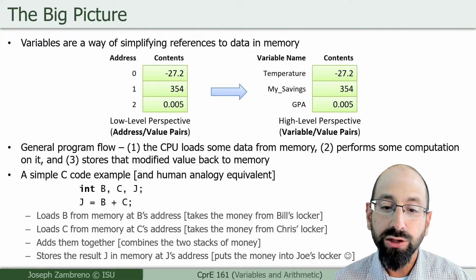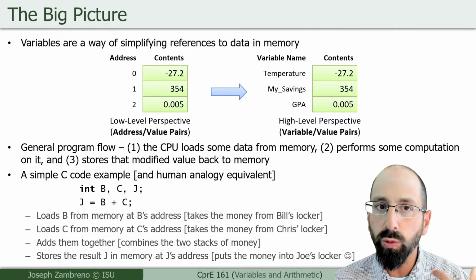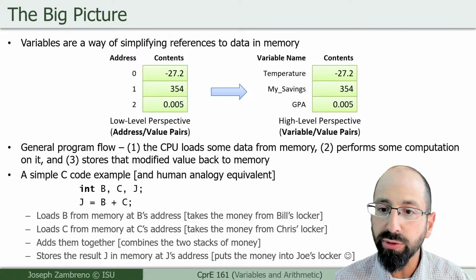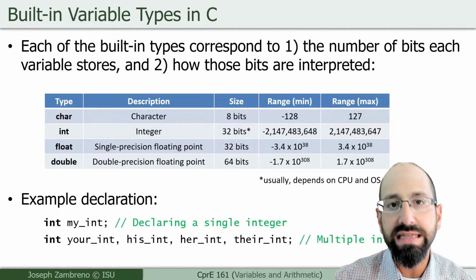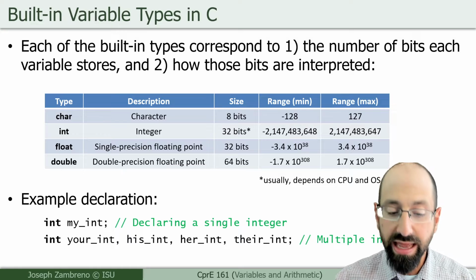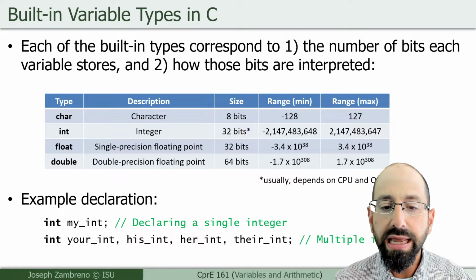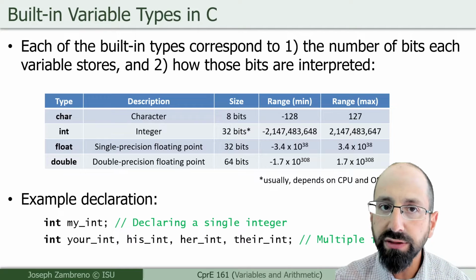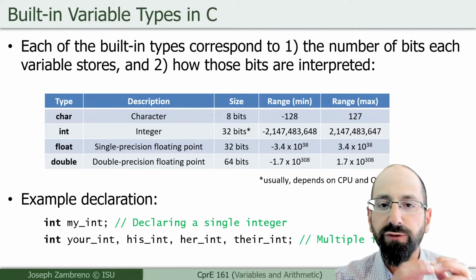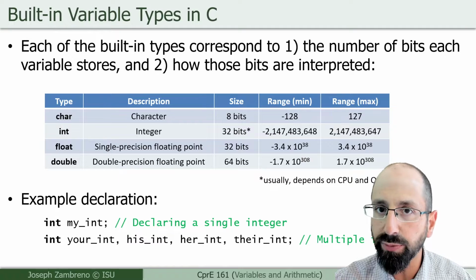And so, for that reason, because our variables are just this abstraction or way of simplifying our references to memory, at least in C, it's very critical to understand the different data types and what they would then actually correspond to in terms of our locations in memory. There are several other built-in variable types in C, but these are the four you would really want to start understanding to begin with.